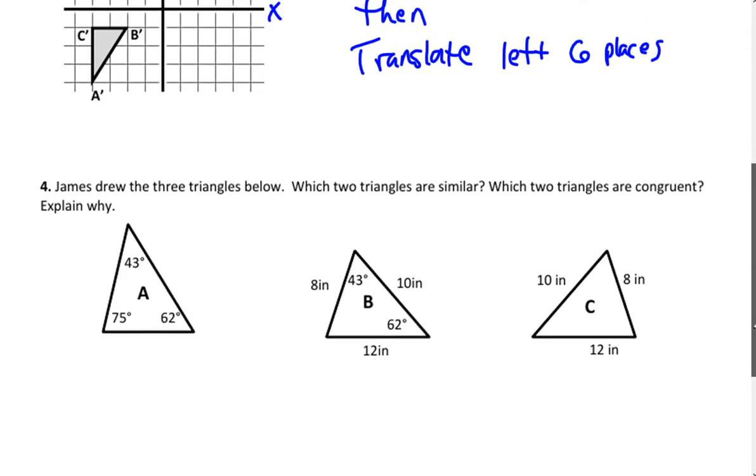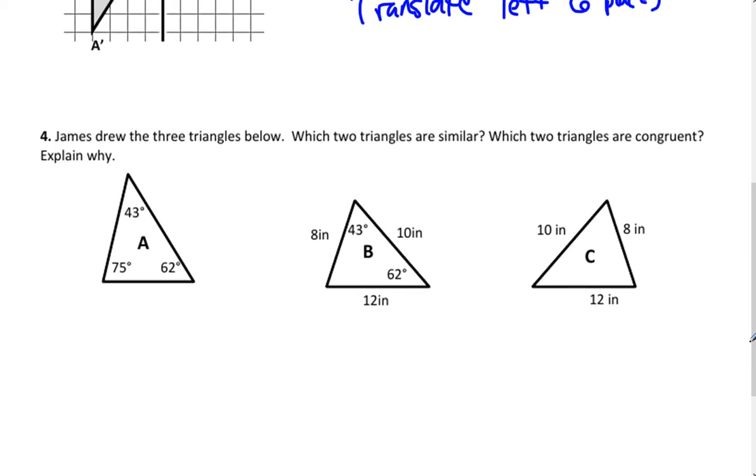Number 4, James drew 3 triangles below. Aren't they beautiful? Which 2 triangles are similar and which 2 triangles are congruent? Explain why. All right, so we've got to know the difference.